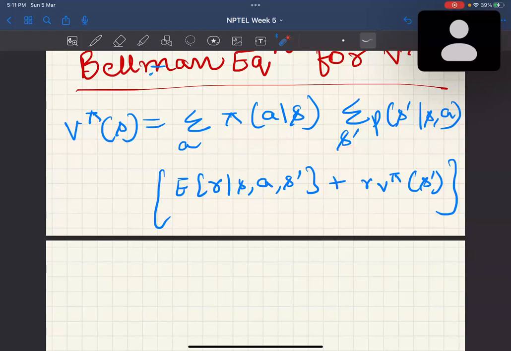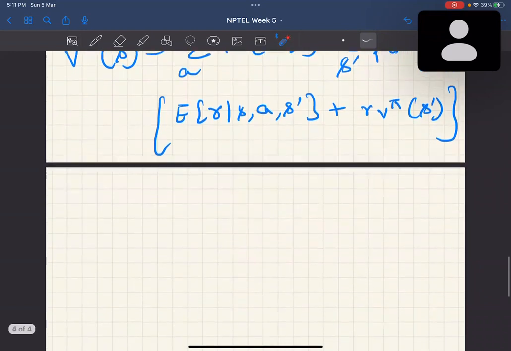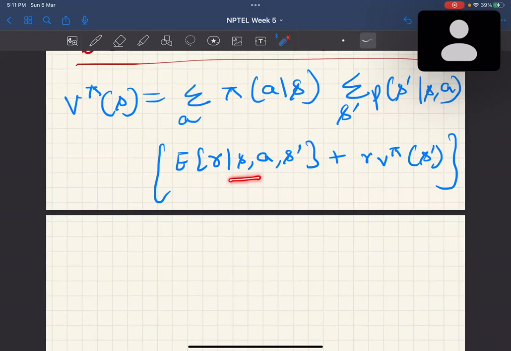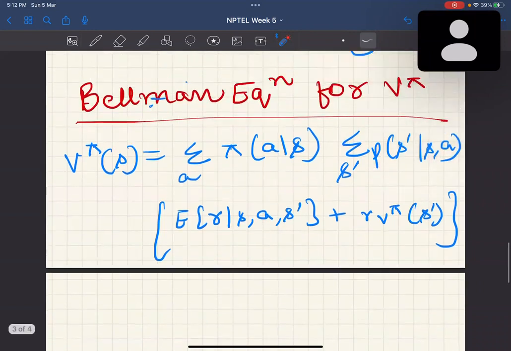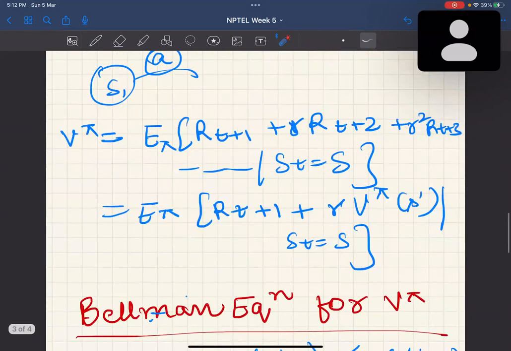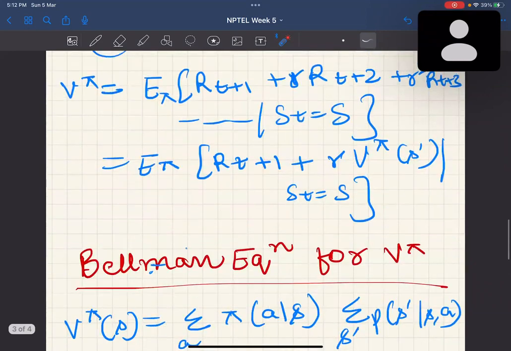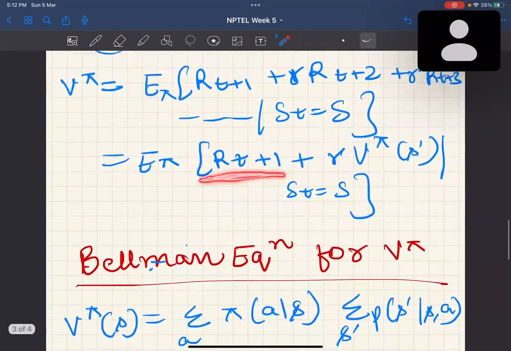Then I know S, I know A, and the probability of S dash given S and A. Here I got A. Now, given that I know S and A, what is the probability that I land in S dash? Now I know S, A, and S dash, so what is the expected reward? In the upper equation, I have written R t+1 plus gamma V pi.